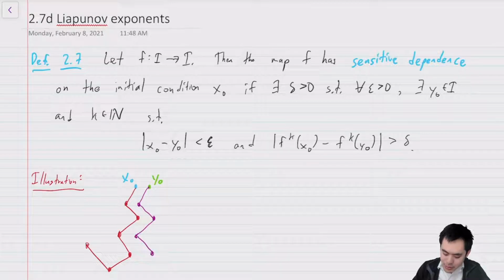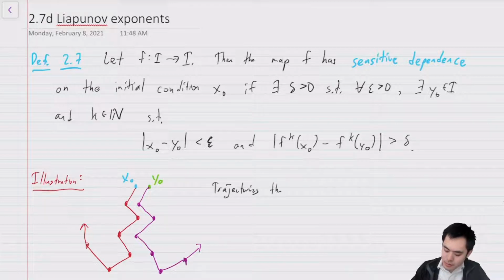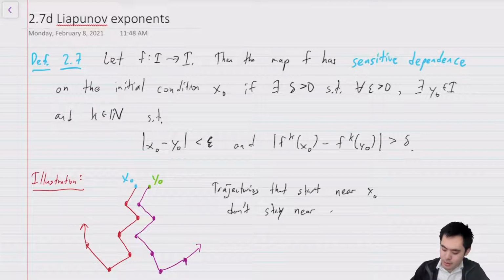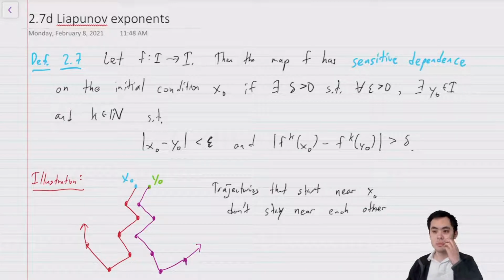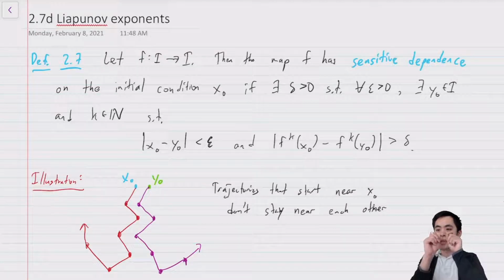But after some amount of time, it diverges. And so trajectories that start near x naught don't stay near each other. Right? So even if you start off just a tiny distance away from each other, it matters a lot because you don't actually stay together, and so you diverge over time.